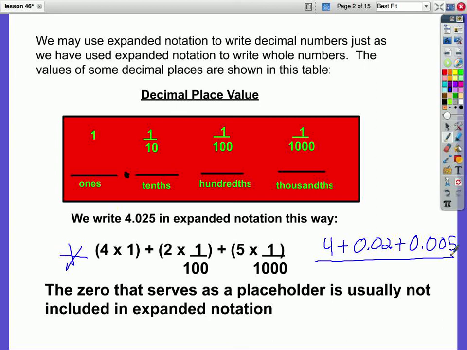The zero that serves as a placeholder in that tenth spot, remember we don't need to include it in expanded notation. When we put everything back together in a simplified form into our regular number, you're going to need to put it in there. But when we're writing expanded notation, you don't need it.